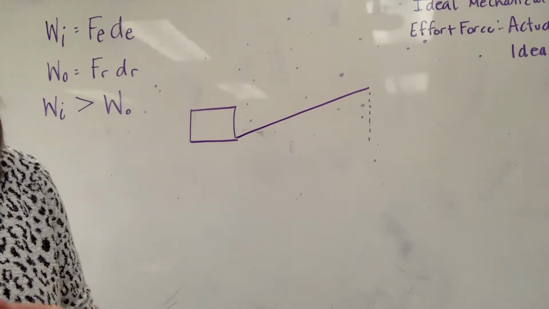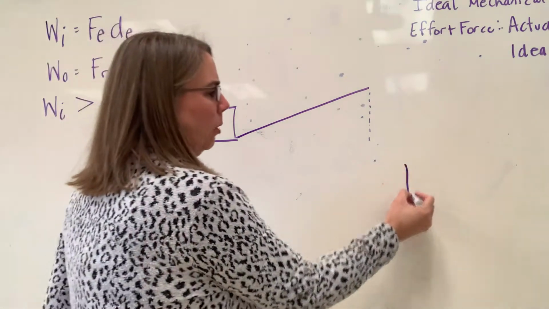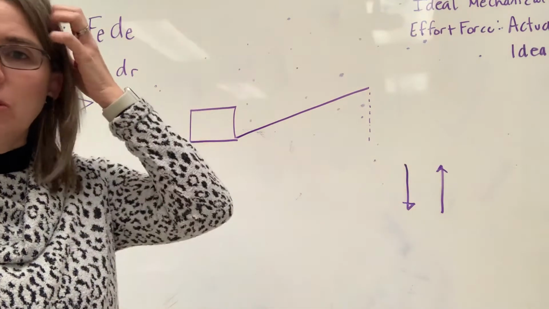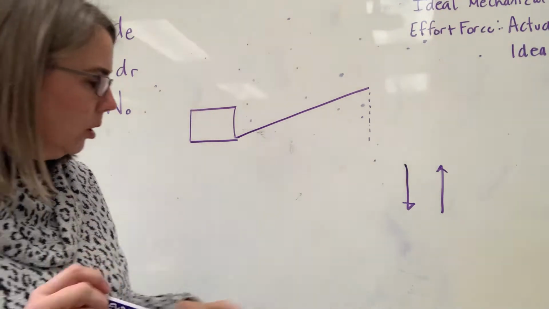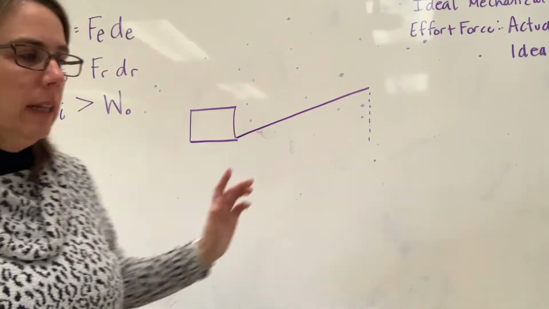Before I do that, though, I want to remind you, remember, we use machines for two reasons. One, to change the direction of our force, such as a pulley. When we pull down on a pulley, the object moves up. We also use machines to change the amount of force required to do work. So let me show you what that means using an incline plane, okay?